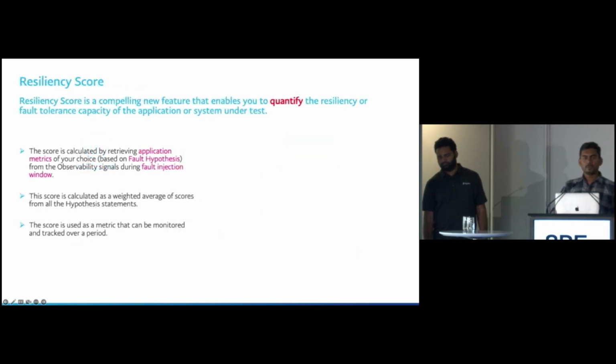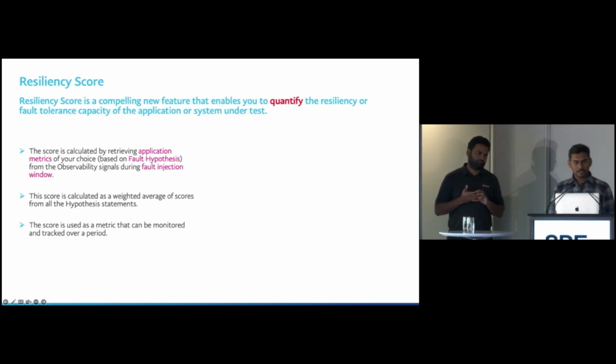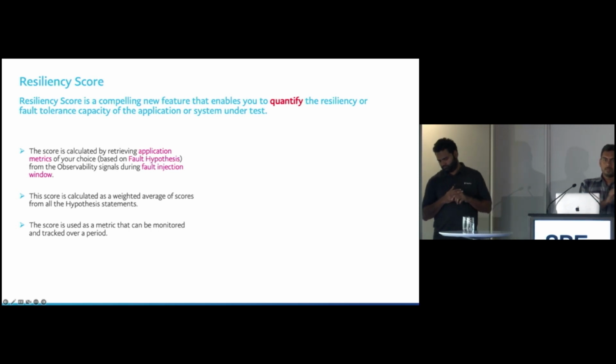The resiliency score is a new feature that helps you quantify the resiliency and fault-tolerant capacity of your system. How do we do this? So you have your initial hypothesis statements. Now, during the experiment, we use our observability platform to validate these hypothesis statements. And how well your hypothesis statement holds gets translated into the resiliency score.